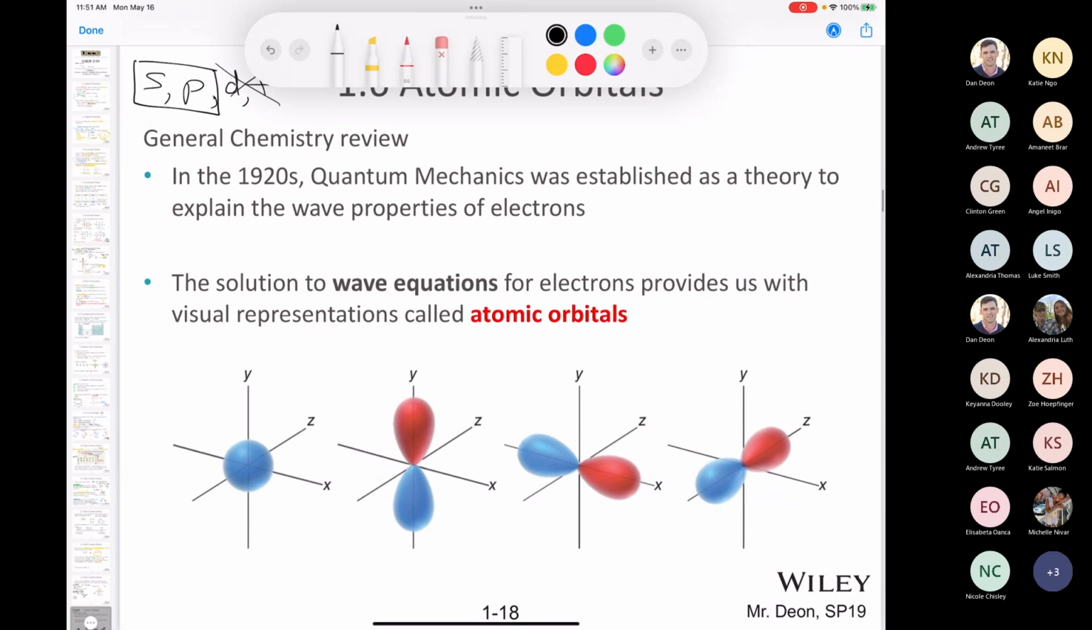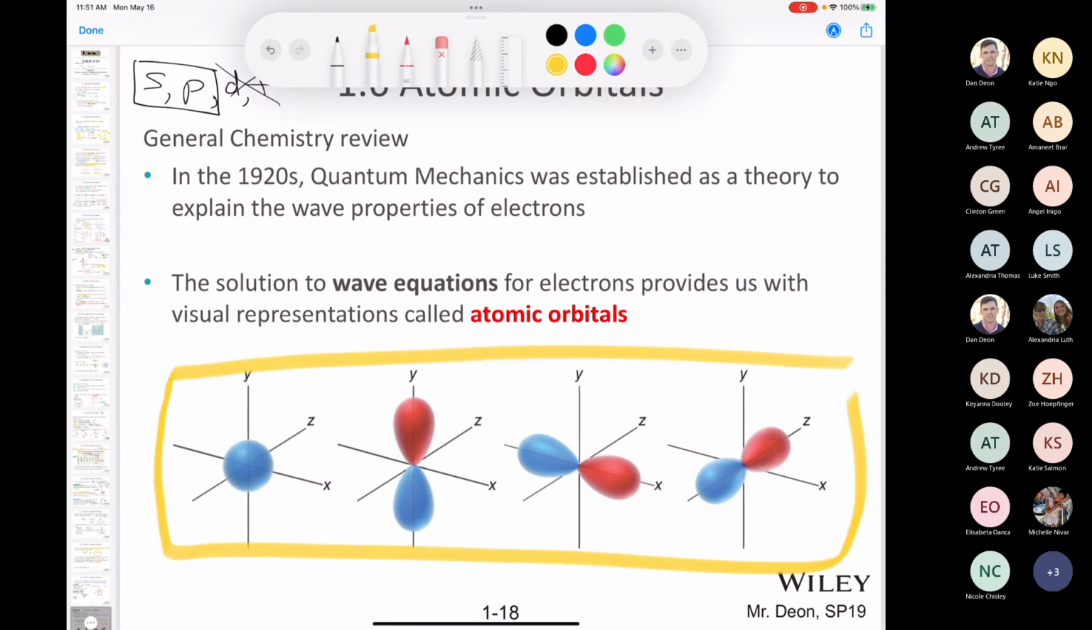If I was to show you these 4 orbitals that are drawn down here, could anybody identify which one is an s orbital? If I call this 1, 2, 3, and 4, could anybody tell me which one of these is an s orbital? Number 1. Yeah, the first one is an s orbital. The other 3 are all p orbitals, py, px, and pz, respectively.